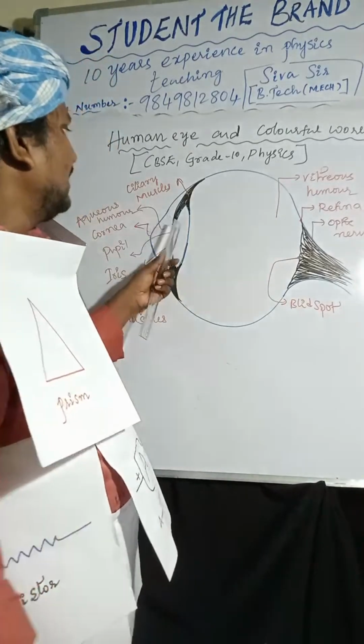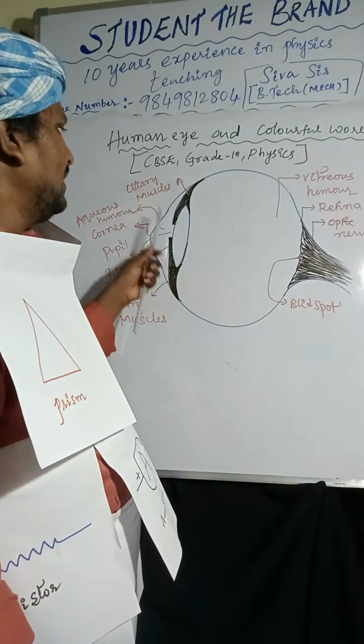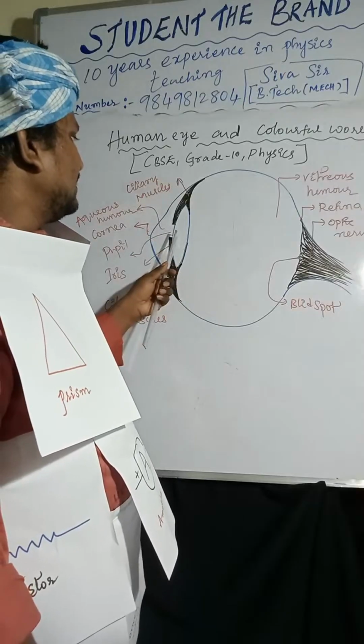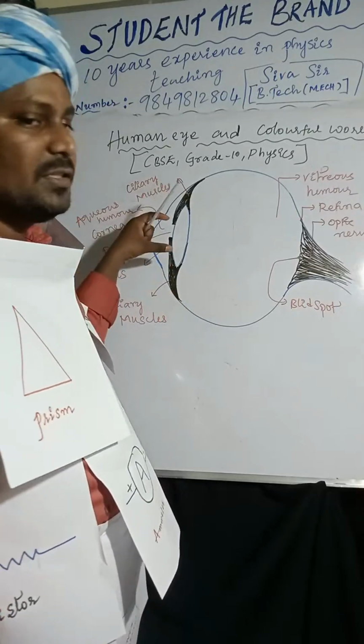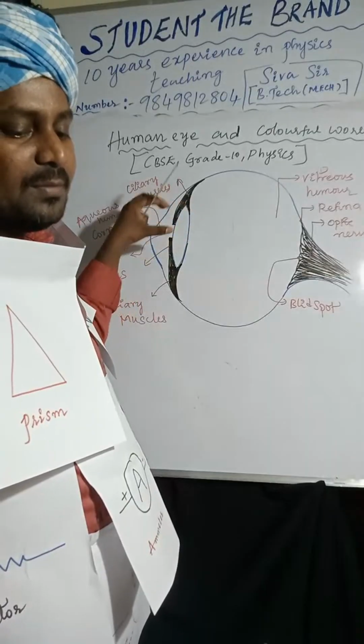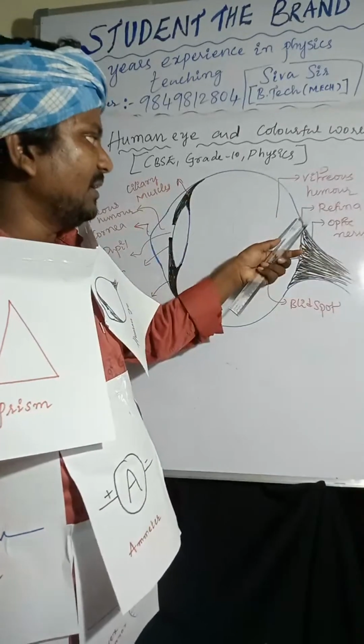And the next one, the eye lens. The eye lens is the crystalline lens. Whenever the light rays fall on it, it makes the light rays fall at the retina.